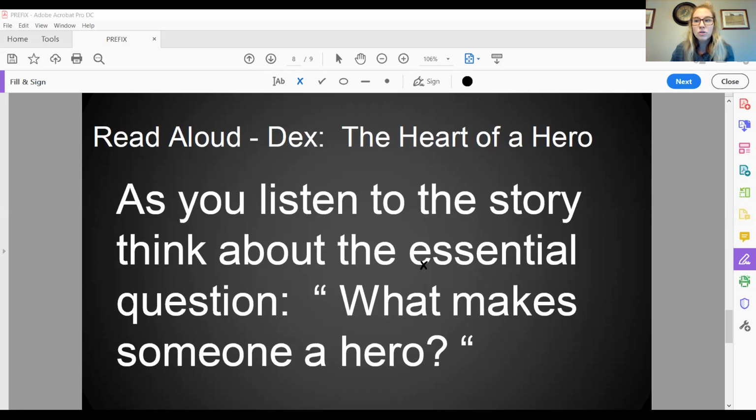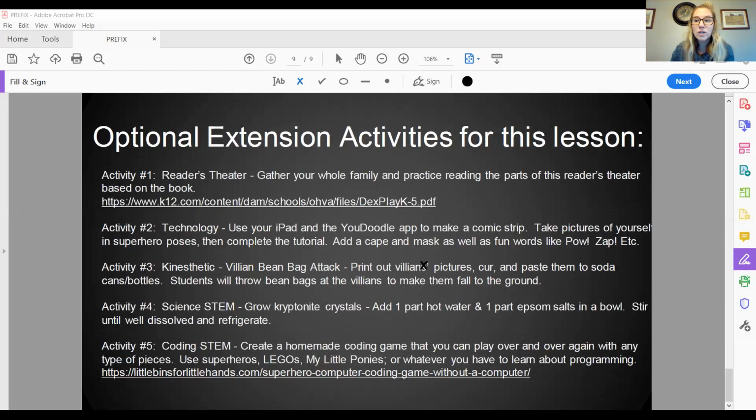Then, if you want to do a little bit more with the story this week, we have 5 activities that you can pick from. You don't have to do all of these, but you can. So the first one is a reader's theater. Gather your whole family and practice reading parts of this reader theater. So you would click on this, and you could even make a video of your family doing this. That would be awesome.